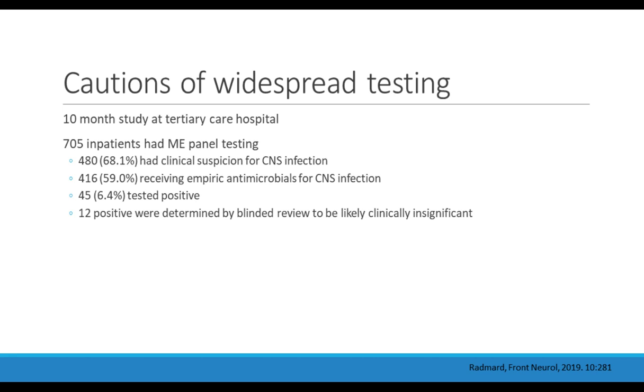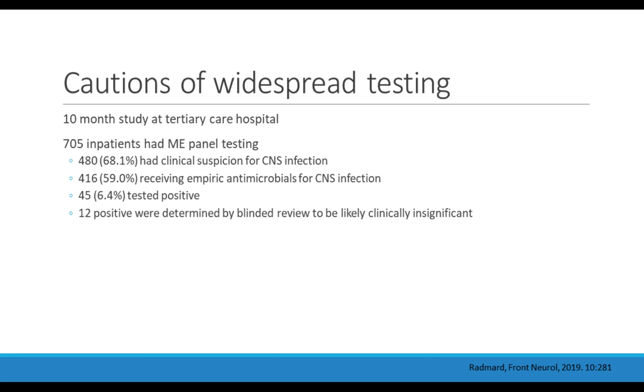And one last caution for widespread testing. This was a study done at a tertiary care hospital. It was a 10-month study where they essentially allowed widespread testing of meningitis and encephalitis panels during that time period. This is one of the concerns. Only 70% had a clinical suspicion for CNS infection. So in 30% of cases, there was actually not a high level of clinical suspicion that could be ascertained from the chart for an infection.